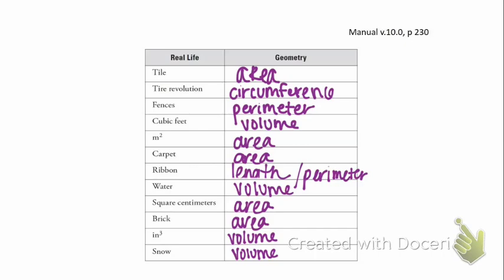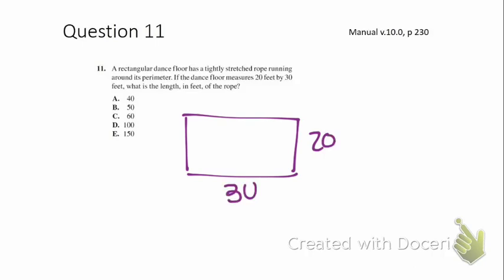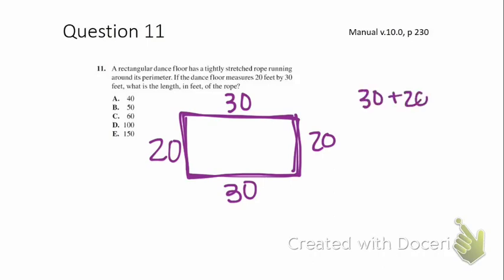Okay, so just one more practice problem here. A rectangular dance floor has a tightly stretched rope running around its perimeter. If the dance floor measures 20 feet by 30 feet, what is the length in feet of the rope? So they specifically tell us the rope is going around the perimeter, so they're wanting us to find perimeter. With rectangles, opposite sides are equal, and we just need to add all of these together. And we should get 100.